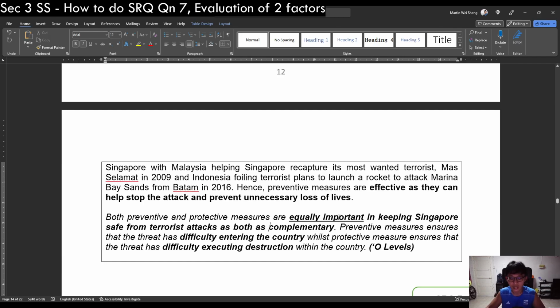So the preventive measures ensure that the threat has difficulty entering the country, while the protective measures ensure that the threat has difficulty executing destruction within the country. So in other words, we need to have preventive measures so that the terrorists would not be able to come into Singapore, and then it's like a two-layer security thing. So if let's say they do come into Singapore, we still have protective measures to stop them from carrying out whatever they want to do, stop them from harming the country. So both measures are equally important.